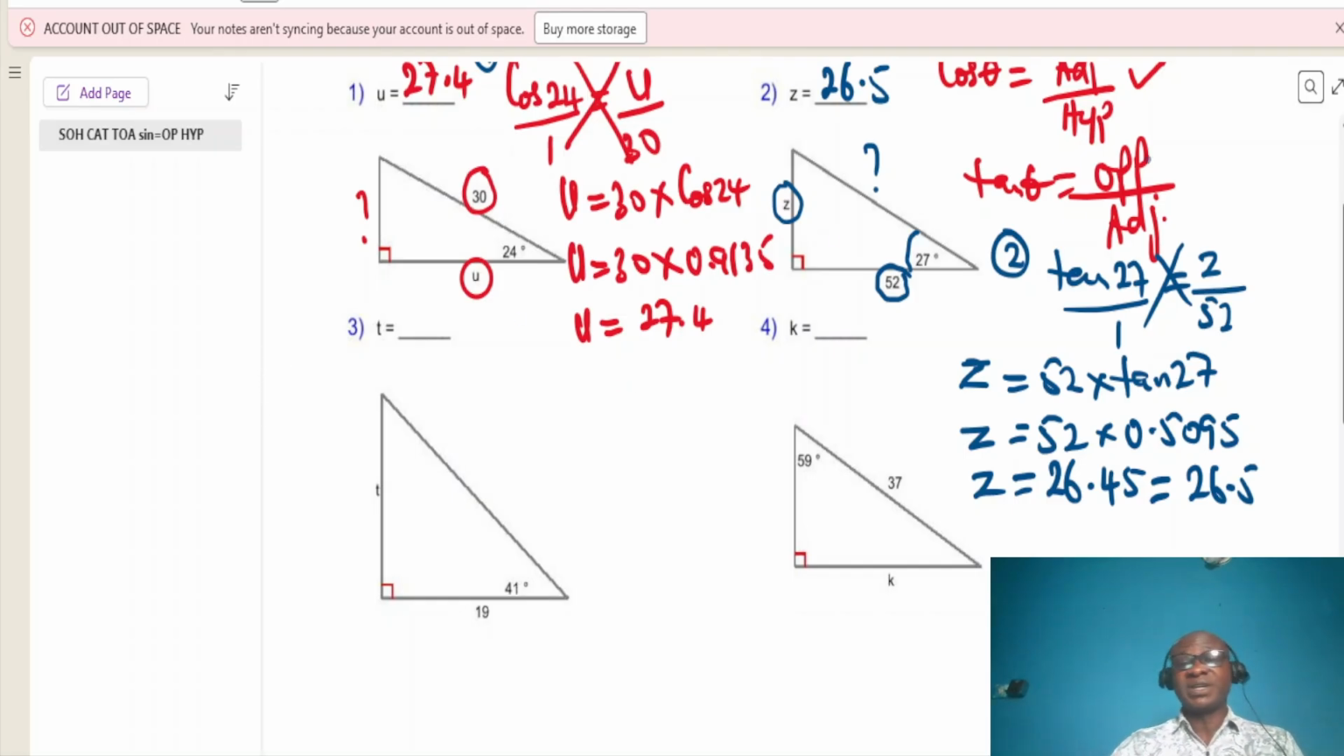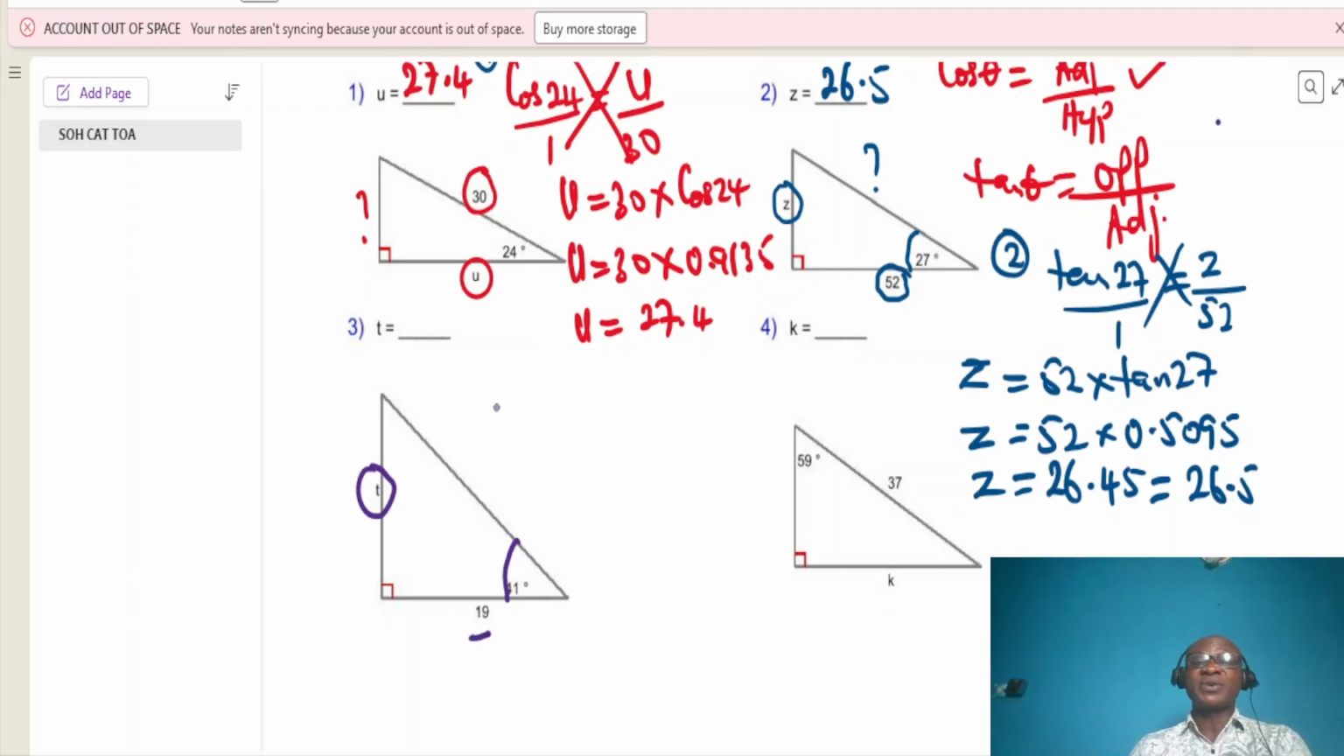As you listen, make sure you are putting the questions down in your notes, because you are going to use what you have in your notes to ensure that the steps are carefully taken. No step missed. In question number 3, I am asked to find the value of t. Look at letter t here. So t is the opposite of angle 41, and then the adjacent is 19.